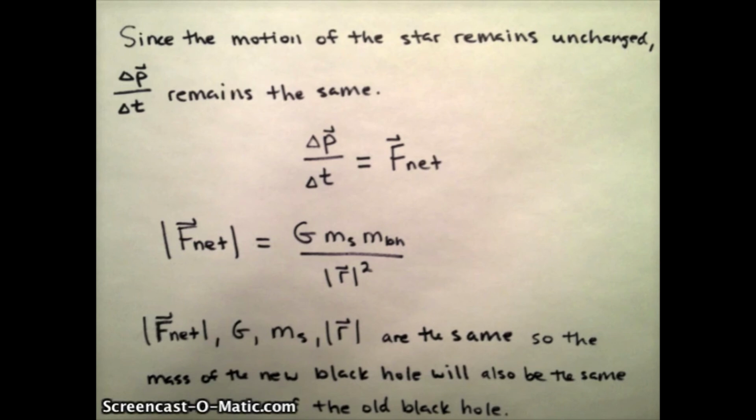And since the only force acting on the star is the gravitational pull from the black hole, we can make F net on the star equal to the gravitational pull between the star and the black hole. Thus, F net, the universal gravitational constant G, the mass of the star, and the distance between the star and the new black hole will remain the same. So, the mass of the new black hole will be the exact same as the mass of the old black hole. Thank you.